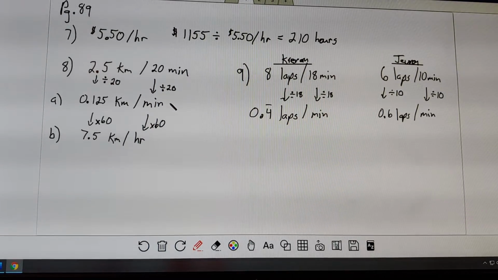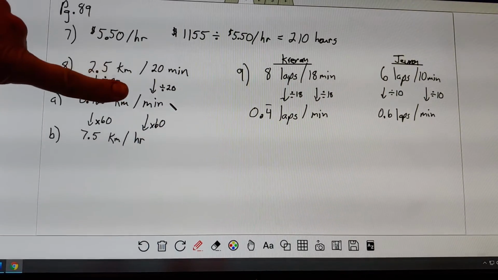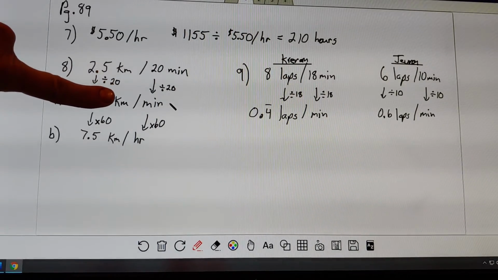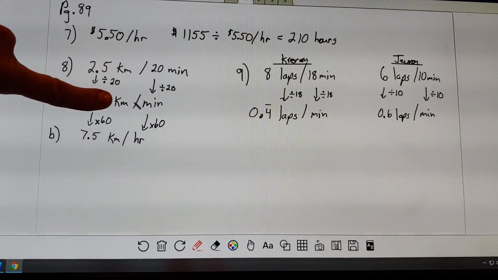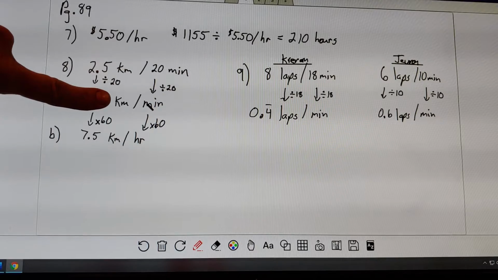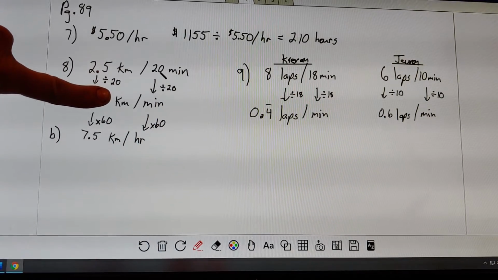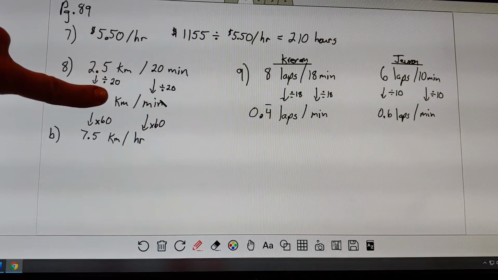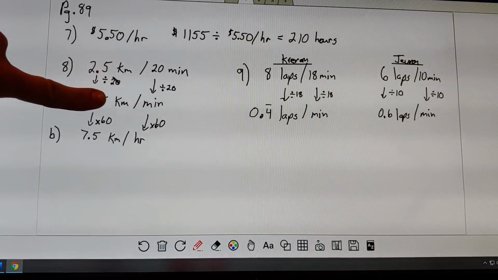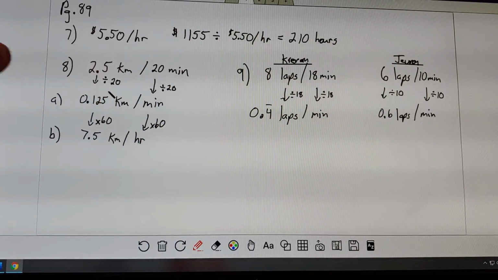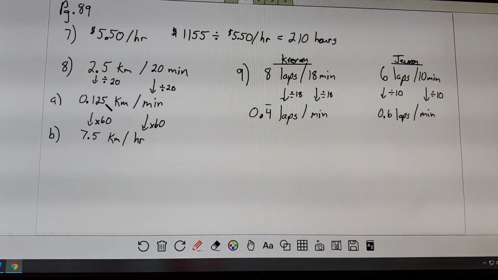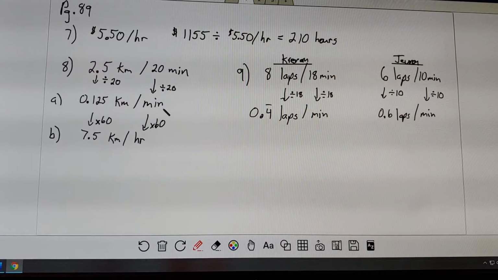Okay, so excuse the lack of tech savvy there. That would be blank, just how many kilometers per minute we're looking for. So what we have is, we know that he was going for 20 minutes. We want to know how far he got in 1 minute. So what do we do to 20 and make it 1? Divide by 20. We do the same over here, 2.5 divided by 20, and we get 0.125 kilometers per minute.